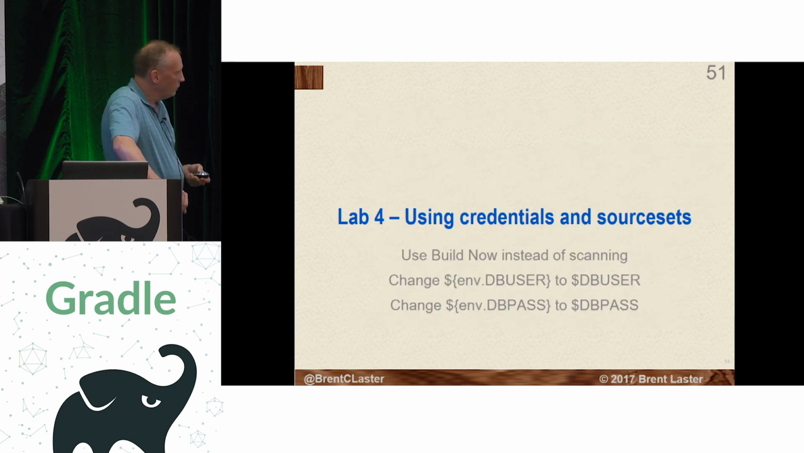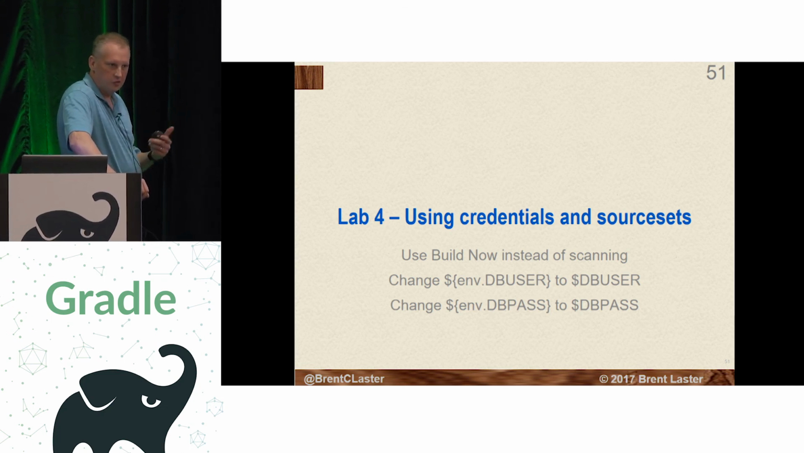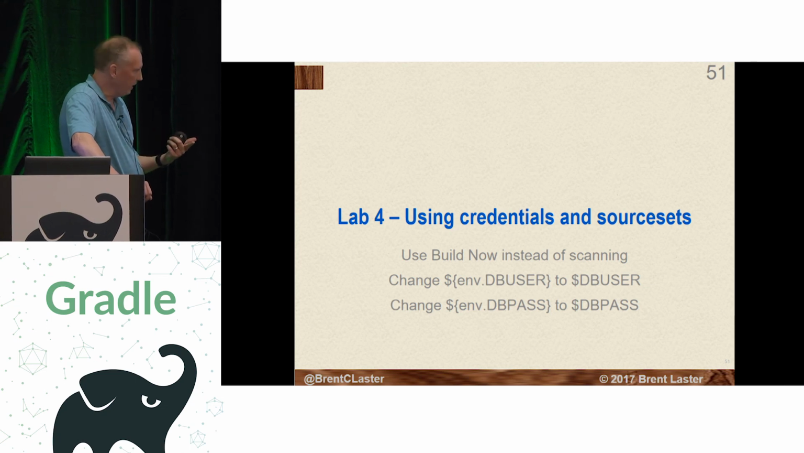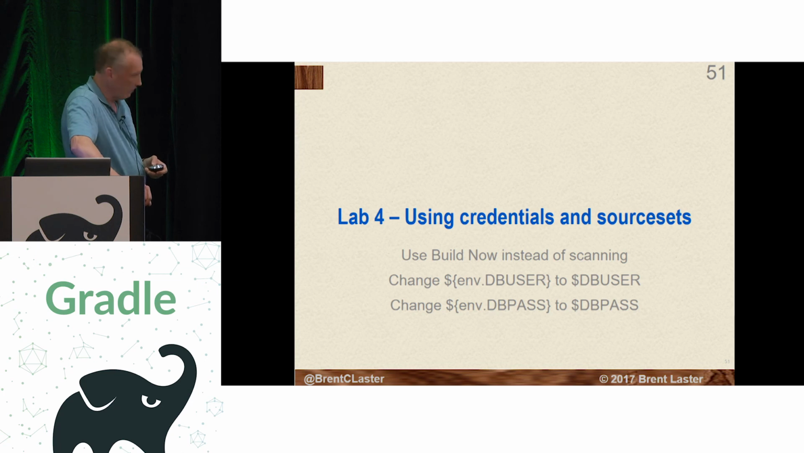Okay, lab 4 was just using credentials and source sets. In that one, you would go in and add a with credentials block. You can use the Snippet Generator to figure that out. I suggested using build now instead of doing the multi-branch scanning just to save on time. And then in those two lines, change env db user to db user and change env db pass to db pass. Just get rid of the env in front of the environment variables. That isn't needed anymore.